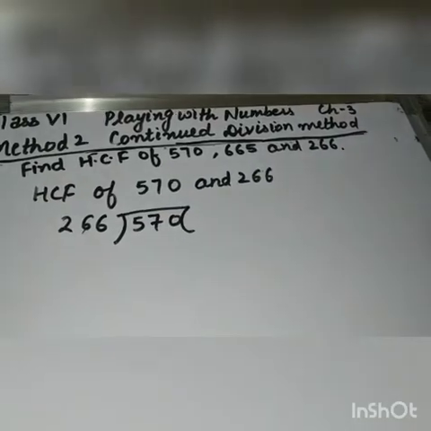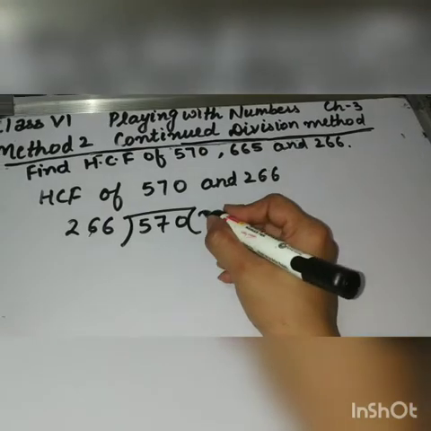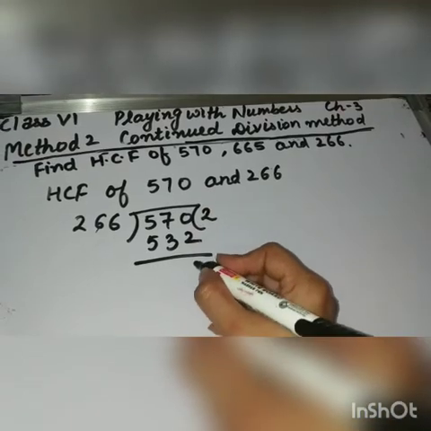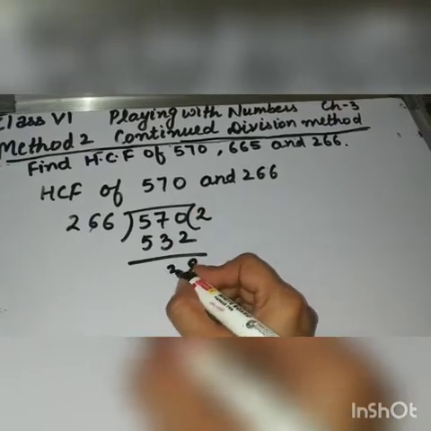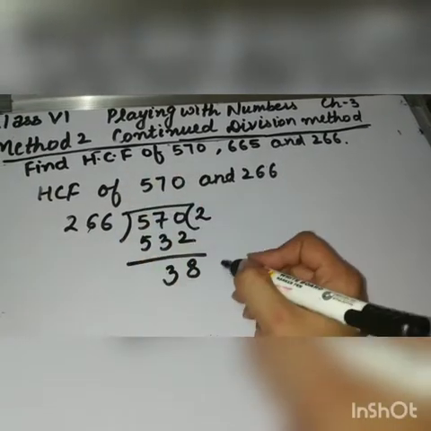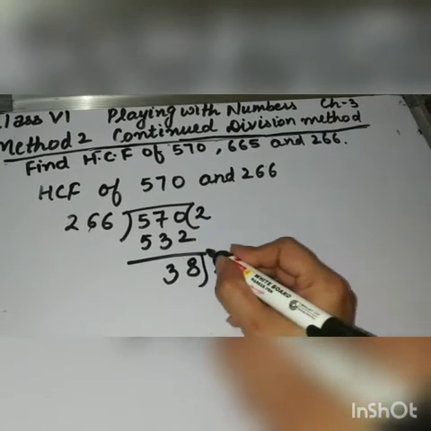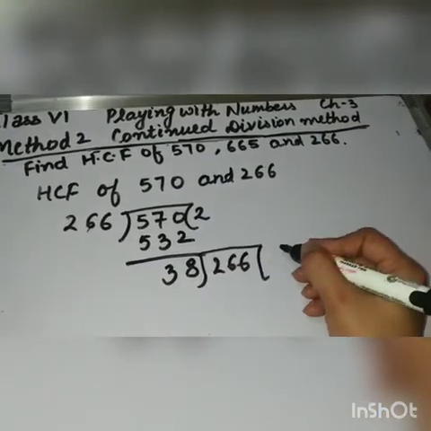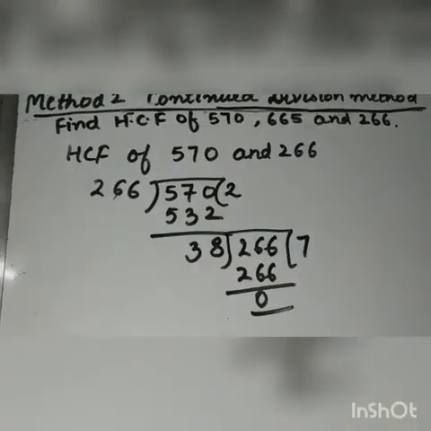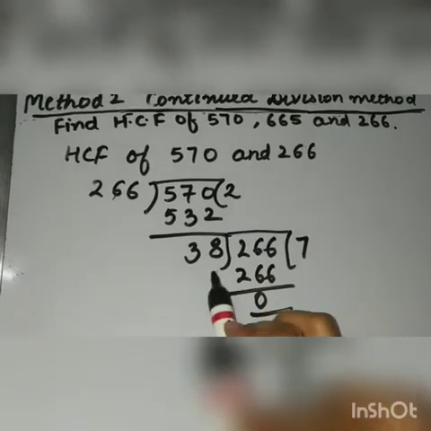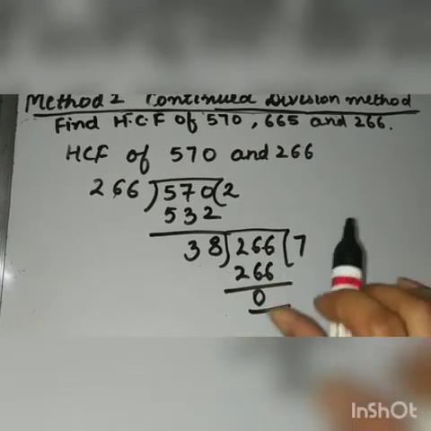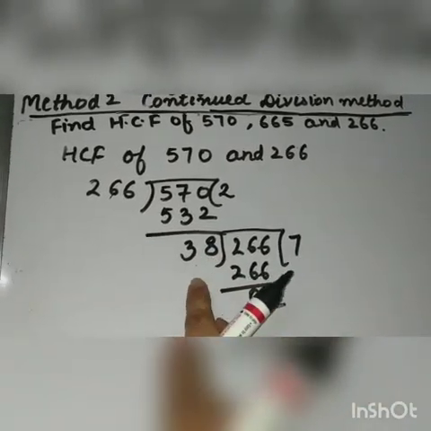Start dividing. 266 twos are 532. Subtract these two. 10 minus 2 is 8, 6 minus 3 is 3. Now this remainder will become our divisor and this divisor will become our dividend. Continue the division. 38 sevens are 266. The HCF obtained in this step is 38. Now you will find the HCF of the remaining number and the HCF obtained in step 1.